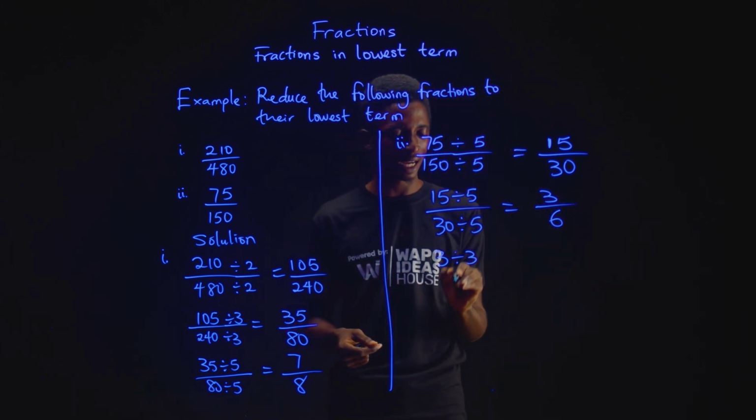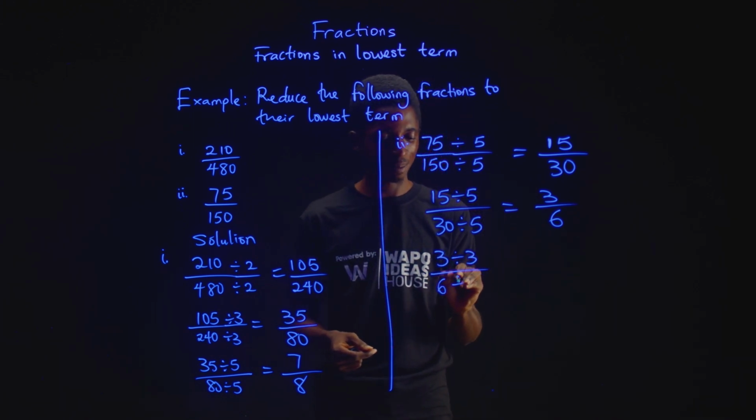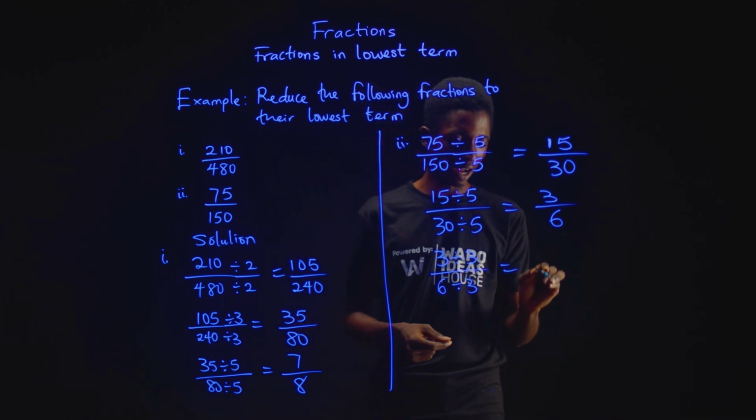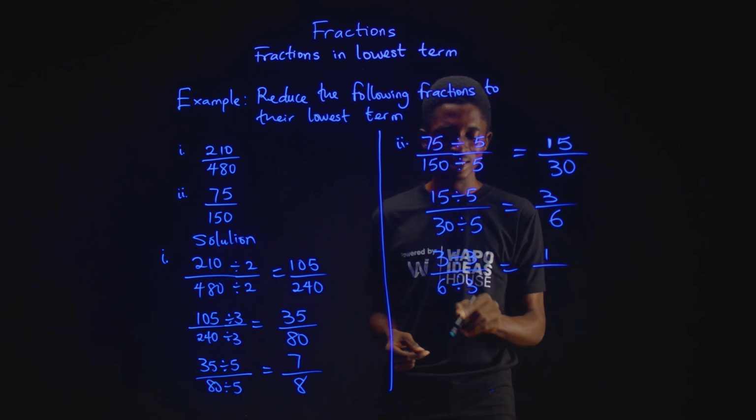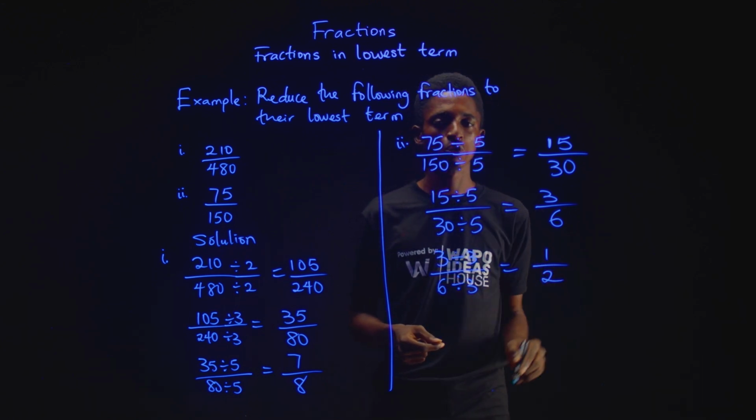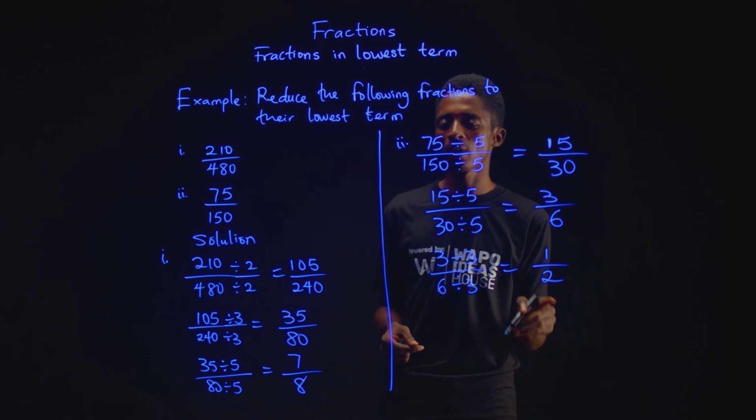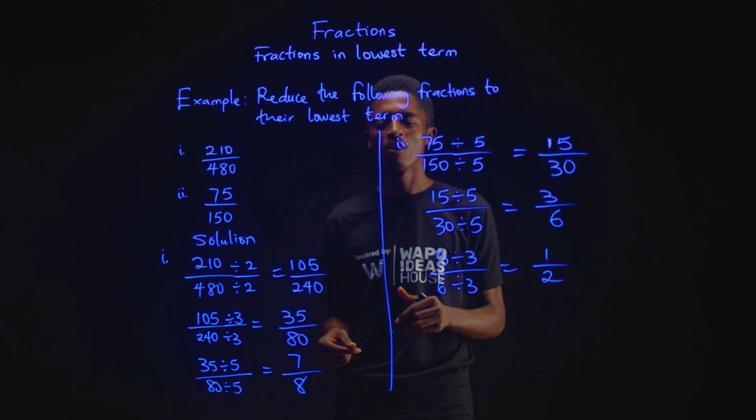3 divided by 3 now. And then 6 divided by 3. 3 divided by 3 will give us 1. And then 6 divided by 3 will give us 2. Which will be the lowest term for the fraction 75 over 150.